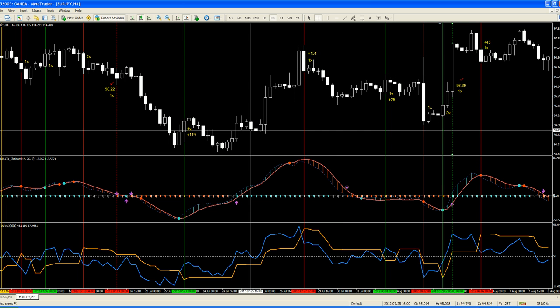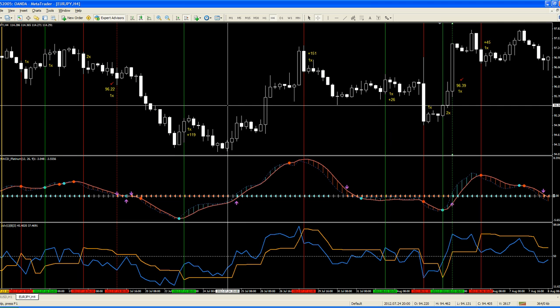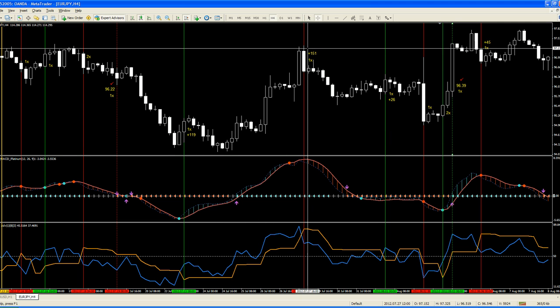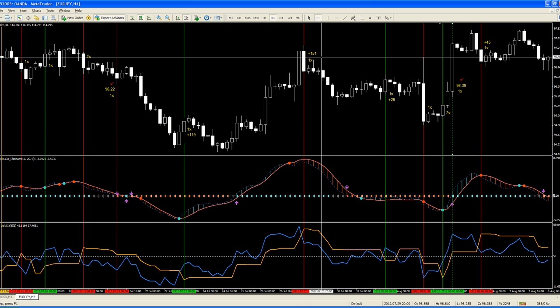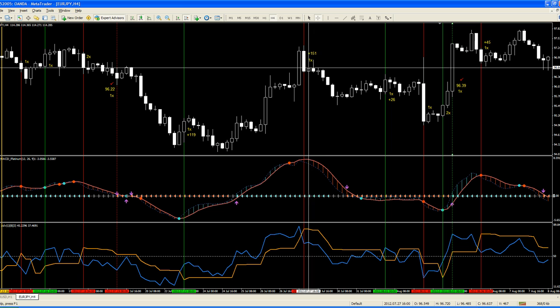It's probably not a great example. It looks like I'm cherry picking. Trust me, I'm not, but that's just the way it is. That's the Euro Japan, that's how big they move. The yen pairs move. So there we go, we've got another 151 pips. So a new sequence begins.